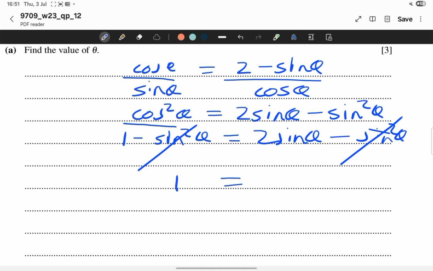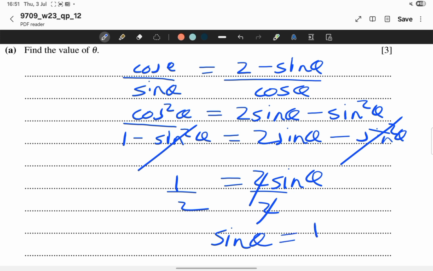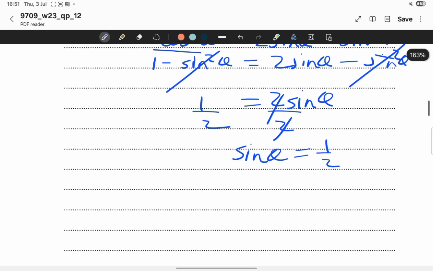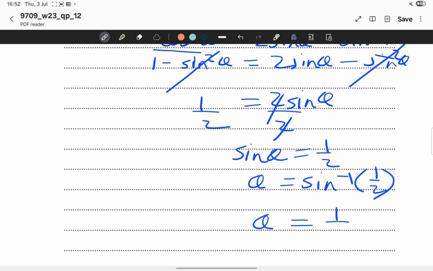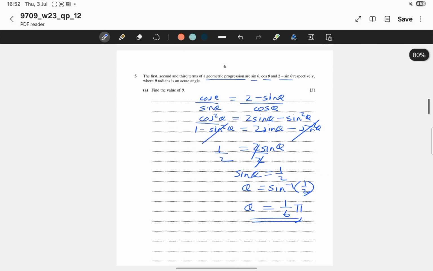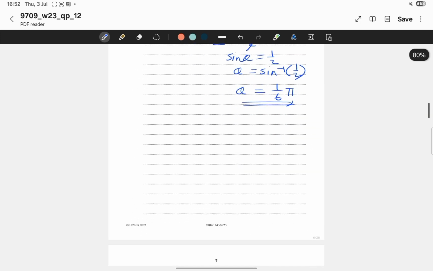So 1 equals 2 sine theta. Dividing by 2 both sides, we get sine theta equaling half. So with that, we know theta equals arc sine or sine inverse of half. Theta equals 1 over 6 pi. That's the value for theta there. Right? Then we move on to part B.